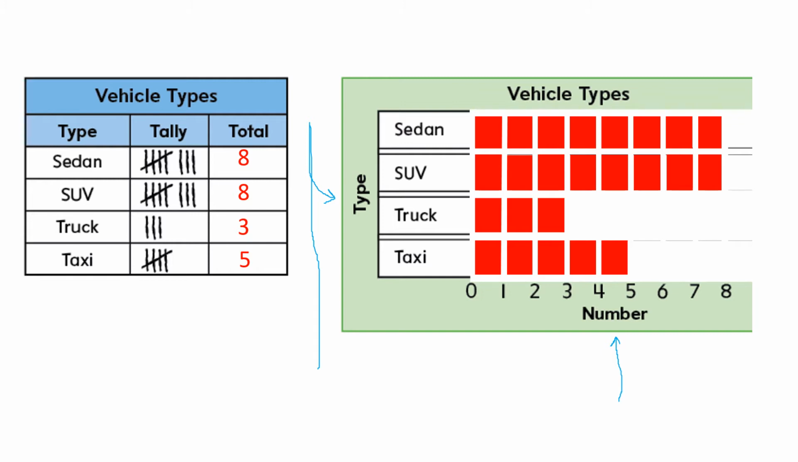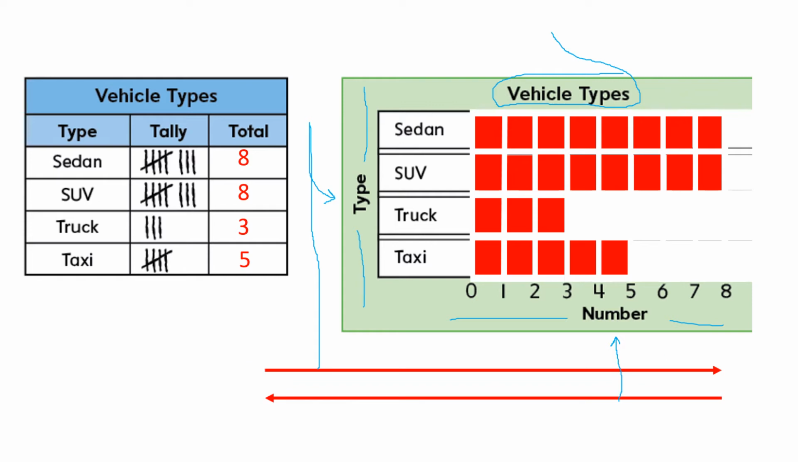And this whole bar graph is about vehicle types. So it's very important that everything be labeled correctly, vertically and horizontally. And that's what this is. This is a horizontal bar graph because the information goes from left to right.